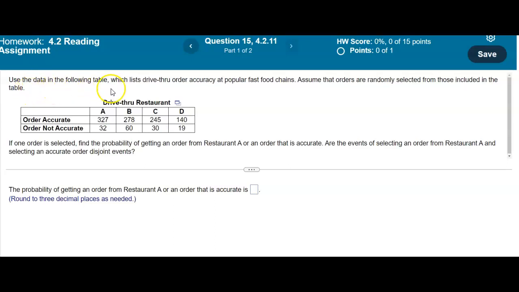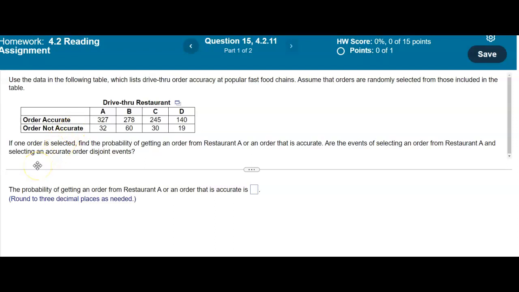Use the data in the following table, which lists drive-through order accuracy at popular fast food chains. Assume that the orders are randomly selected from those included in the table. Again, the title of the table is drive-through restaurant. We have columns A, B, C, and D, which represent the restaurants, and then we have two rows: an order that is accurate and an order that's not accurate.